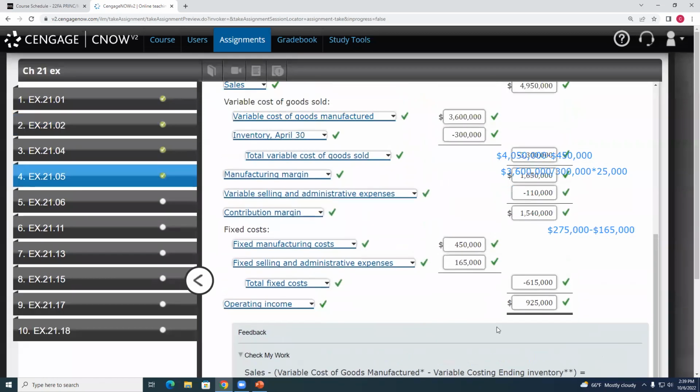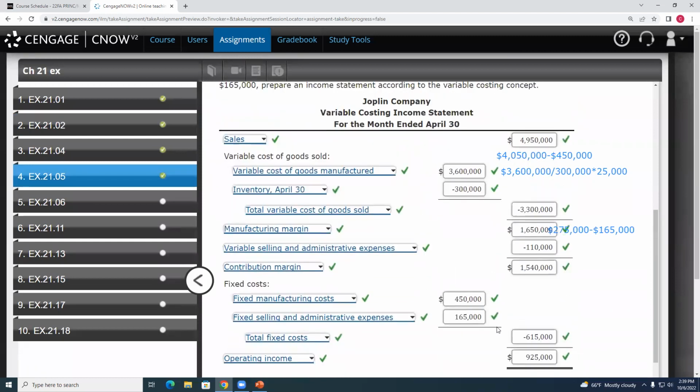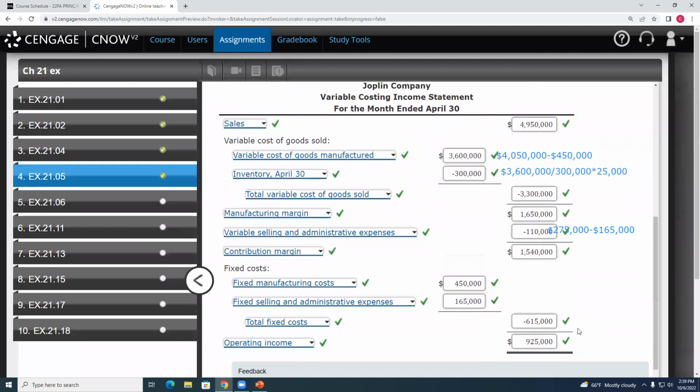Any questions about anything? Oops, I can't really line those up. Any questions about anything from this exercise?